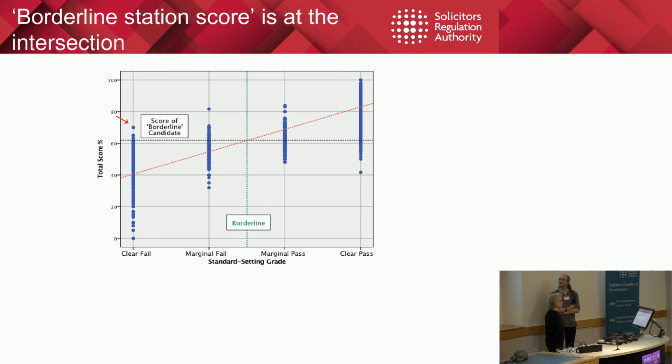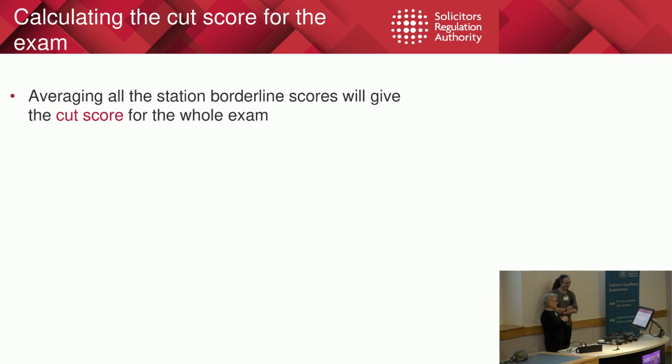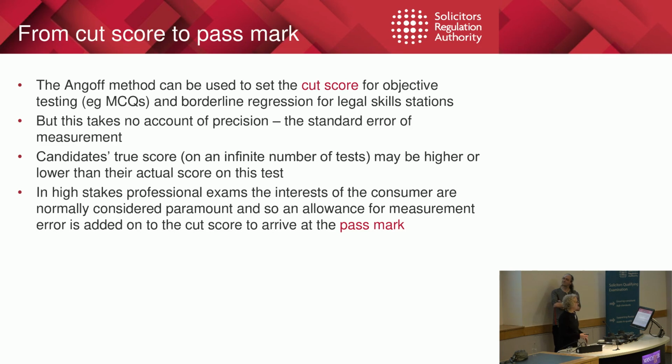So you've got the cut score on one station. But you've got a number of stations making up the exam, so you add them all up and average them to get the cut score for the whole exam. So you wouldn't normally get a pass mark for a station. You get a pass mark for the whole exam. It's just a building block towards the pass mark for the whole exam. There's just one more element to add on.